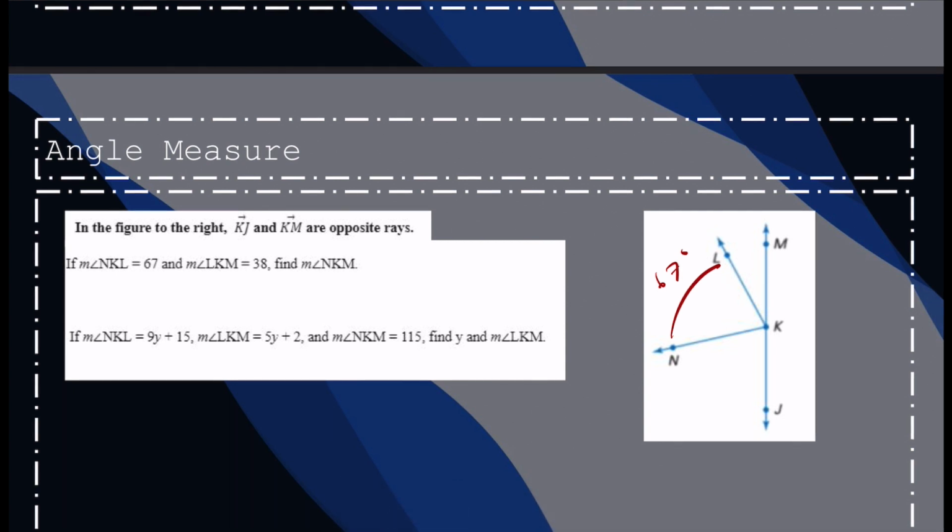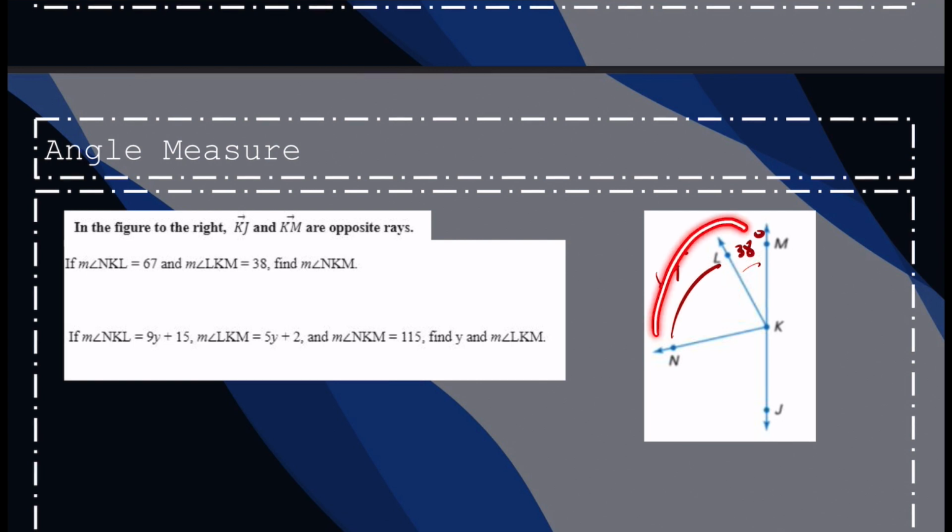So, I will write 38 degrees. And the next thing I want to figure out is the measure of angle NKM. NKM is right here. What is that trying to say? That's trying to say that part plus part is going to give me this whole thing over here. So, let's just write that down.